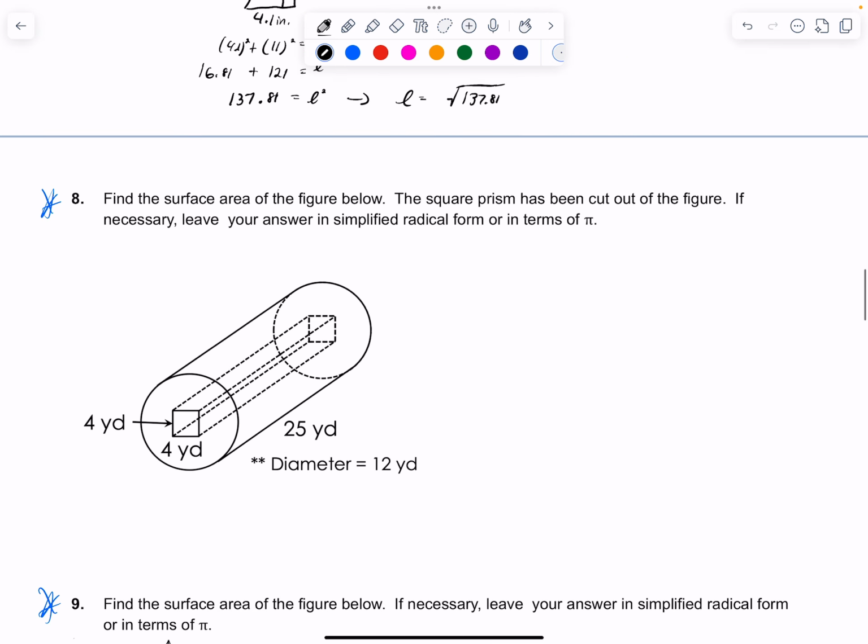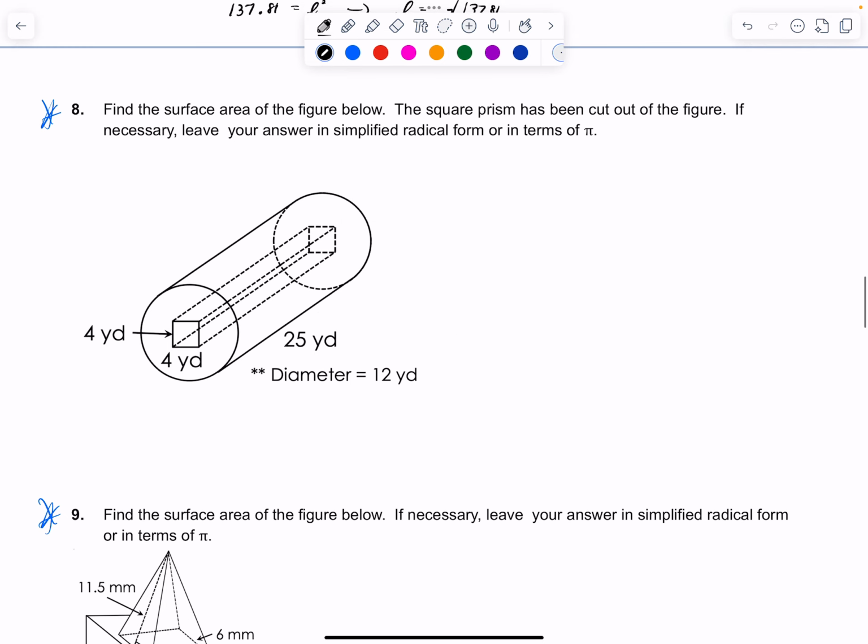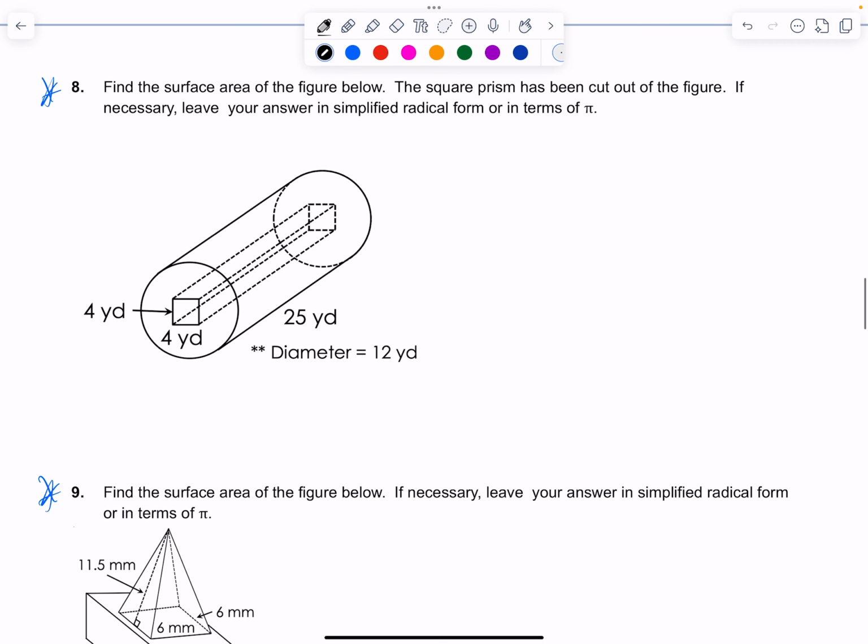All right, last one, number 8. Oh, I lied, we got 2 more, yay. Number 8, we'll do number 9. Number 8. So in this one, it's wanting us to find the surface area of the figure below. All right. And when we do this one, we're going to leave it in terms of pi, right? It says to leave our answer in terms of pi.